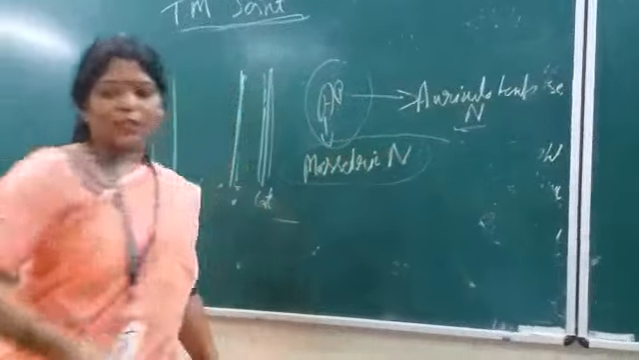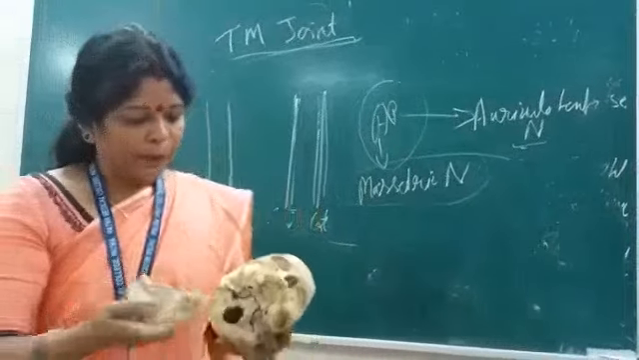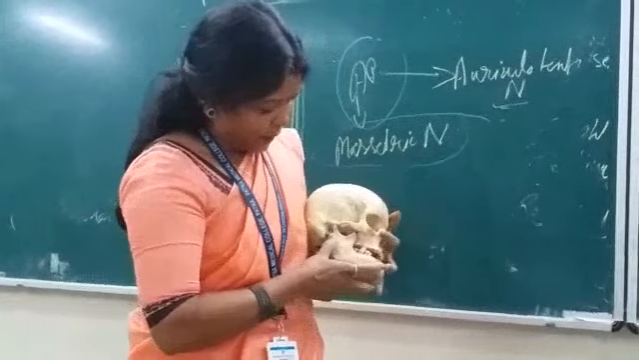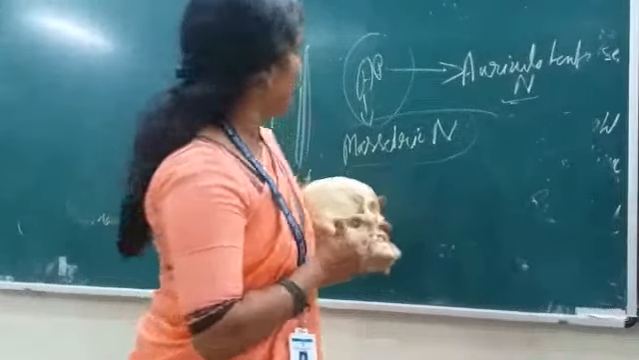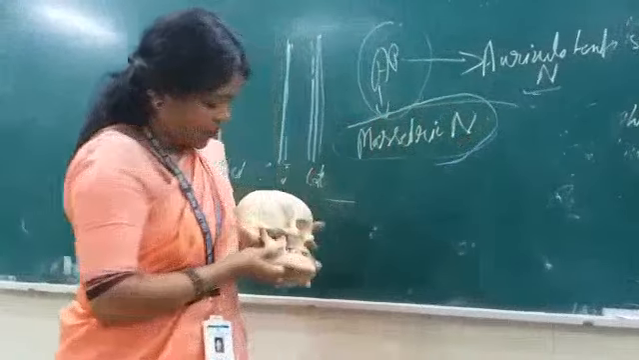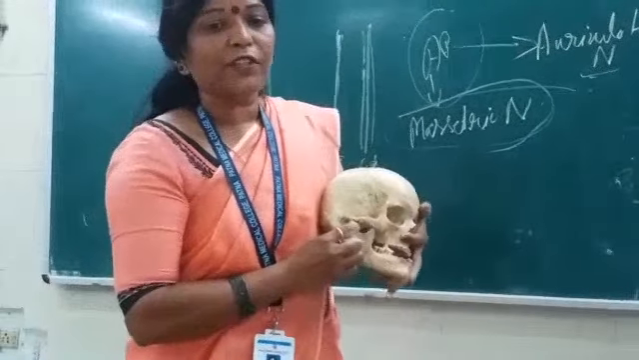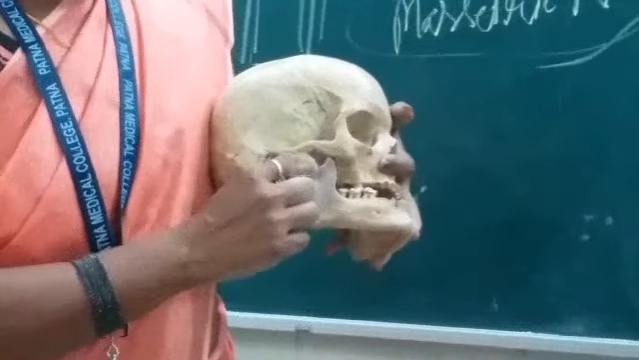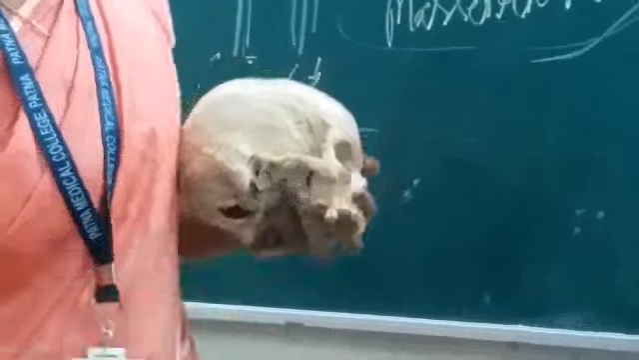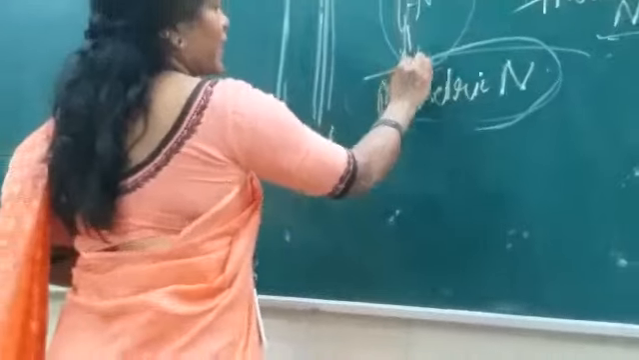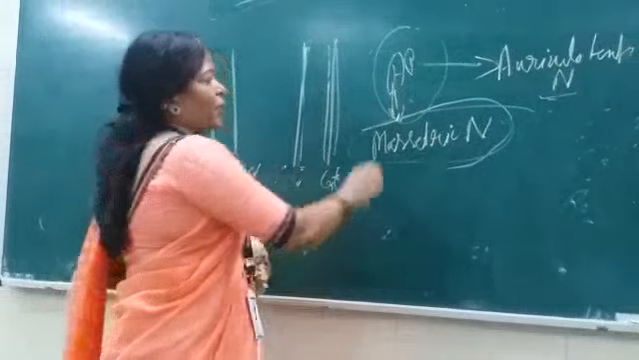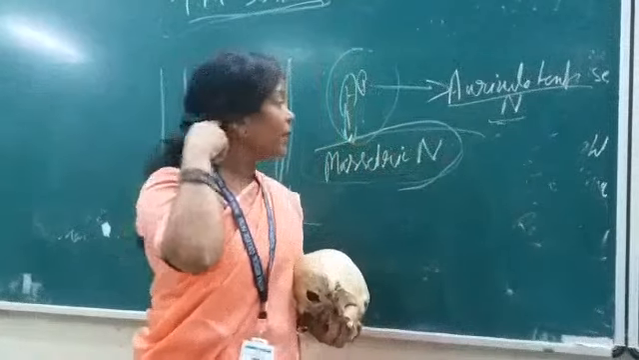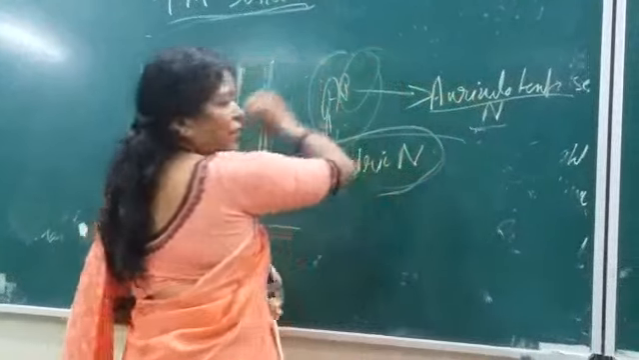Auriculotemporal. This is also asked, which nerve. That's why the relation of the TM joint was very important. Look here, the anterior relation. Anteriorly, the joint is supplied by the masseteric nerve because the masseteric nerve lies anterior to this joint, coming through the mandibular fossa, going to supply the masseter. That's why it is an anterior relation. So the masseteric nerve supplies the joint from the anterior side, and the auriculotemporal nerve supplies it from the posterior side.